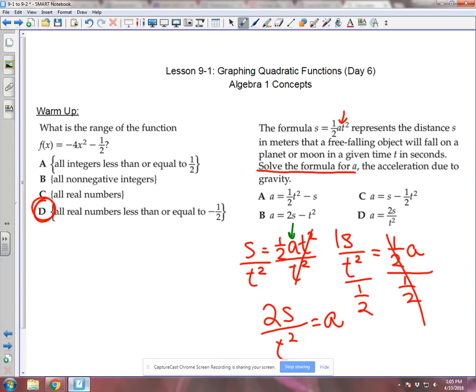Which means my answer should be what? D. Now, ladies and gentlemen, after our first step of dividing by T squared, you probably could have figured out what your answer was, right? There's only one of them that has a T squared on the bottom, and it's letter D. Any questions for me here? Are you sure?